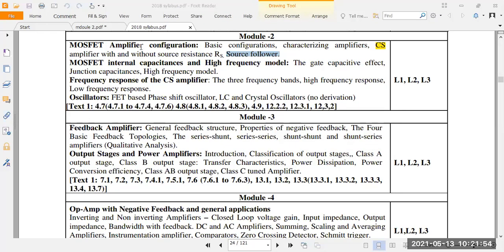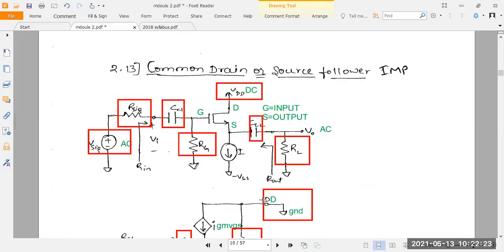What we discussed in the second module: in the first part, basic configuration, characterization of amplifier, common source amplifier with and without source resistance, then source follower, that is the common drain. Next, the second part: MOSFET internal capacitance and high frequency model. This is for 6 marks. Remember, we'll get a question on this one for 6 marks. You take that topic here.